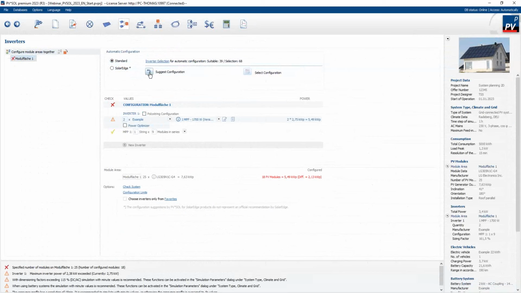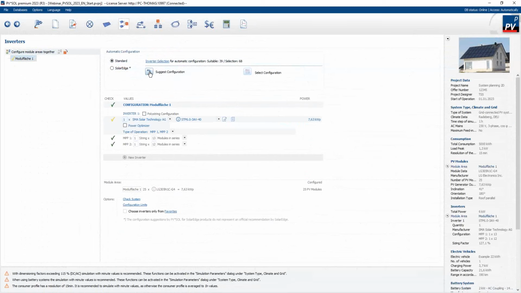These buttons, suggest configuration with the arrow down. And then you will get immediately, in this case, because it's a small system, your configuration. In our case, it's an SMA Sunny Tripower 6.0. It's an inverter with 2 MPP trackers. And the first one, you will have 13 modules in series, and for the second one, only 12 modules. Here you can see what is the design range. We need a minimum of 5 modules in series, and the maximum is 19 modules in series.